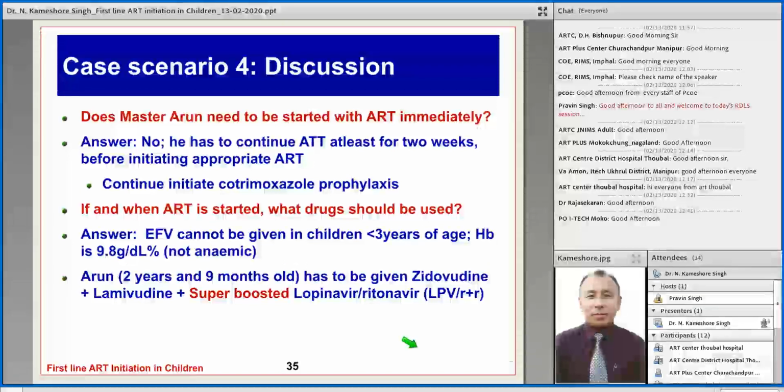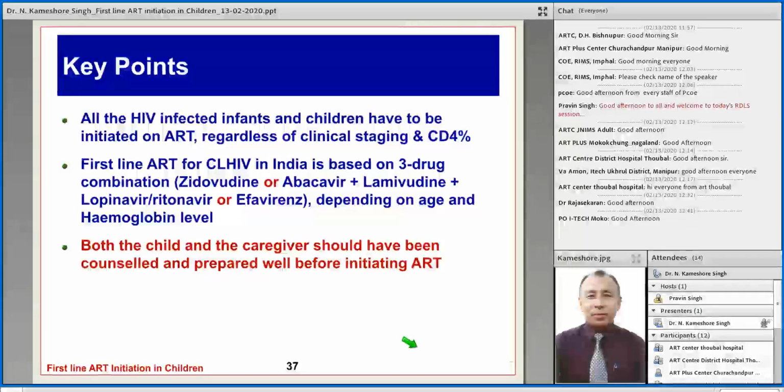If and when ART is to be started, what drug regimen is to be used? Efavirenz cannot be given in children less than 3 years. However, Arun is not anemic as hemoglobin is 9.9 gram per deciliter. So this Arun, 2 years and 9 months old, has to be given zidovudine because hemoglobin is more than 9, lamivudine, and lopinavir ritonavir as the child is less than 3 years and on tuberculosis therapy. But as the child is on ATT, super-boosted ritonavir with lopinavir should not be forgotten.